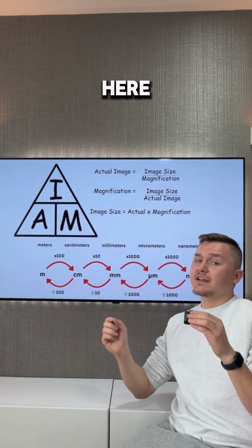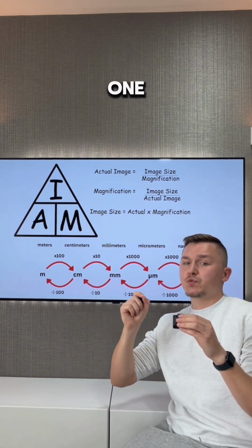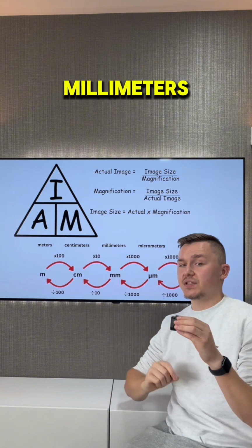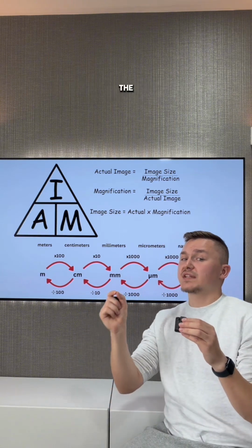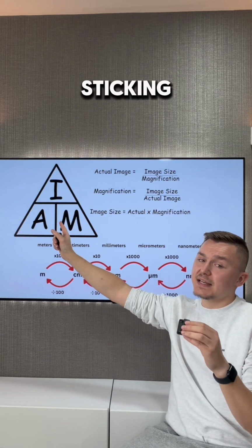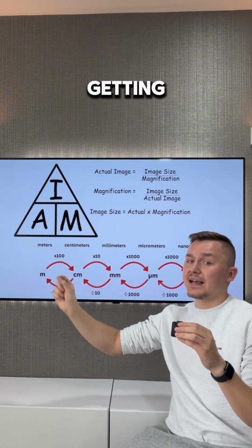Something that's very common here is that examiners might give you two measurements, one in micrometers and one in millimeters. Before you do any calculations, it's best that you convert them all to the same unit before sticking them into this equation and getting the answer wrong.